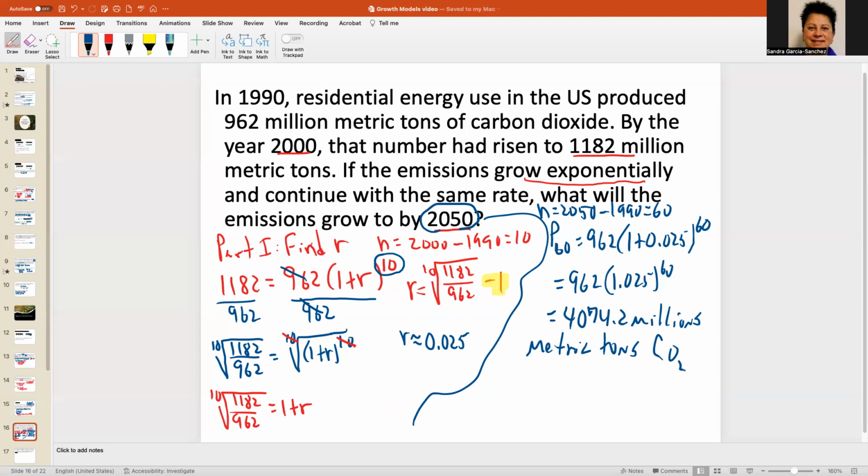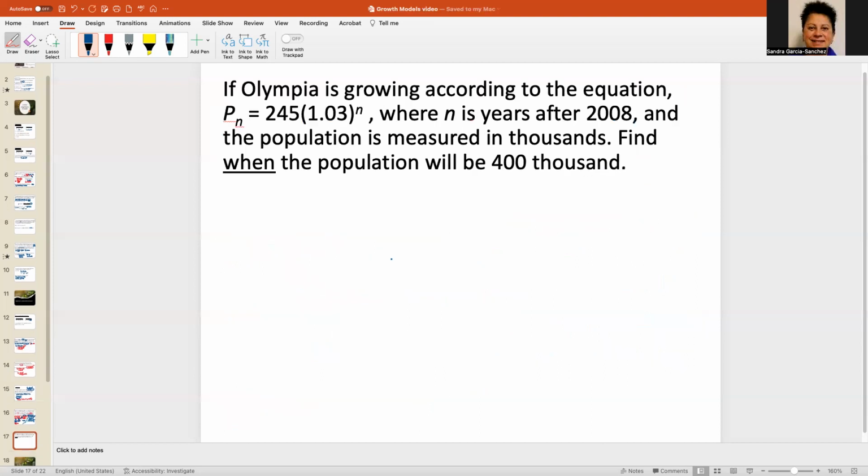Now, the next one is a little bit different because on the next one, we are going to use logarithms. In the previous case, we knew n, which was 10. But in the next case, we need to find n because it's asking us when. So P sub n here is 400,000. You can leave it like 400 only. You don't have to write the whole thing because this amount here is already in thousands.